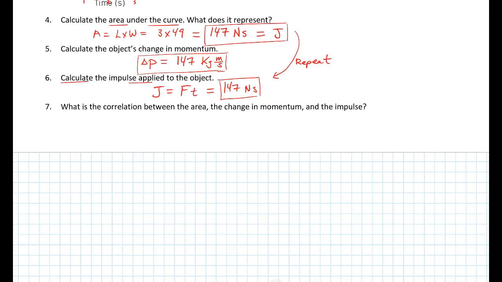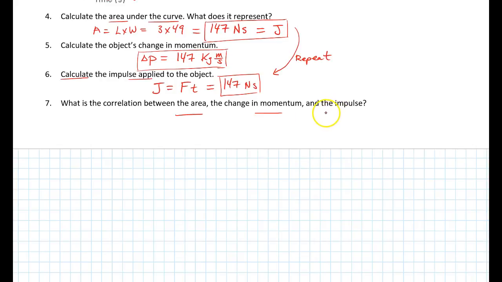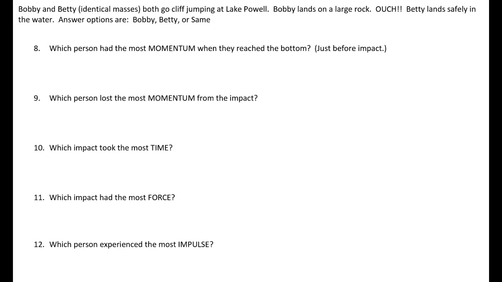Okay, so what's the correlation between area, change in momentum, and the impulse? So you can conclude that the area of a force versus time graph is equal to the change in momentum, and that's equal to impulse as well. Here we go.